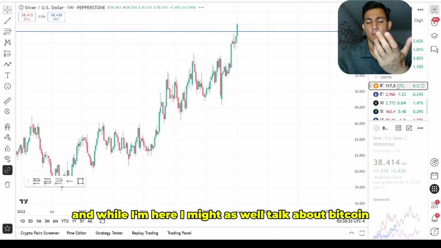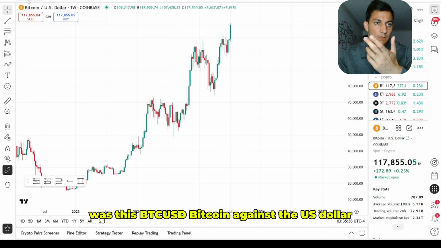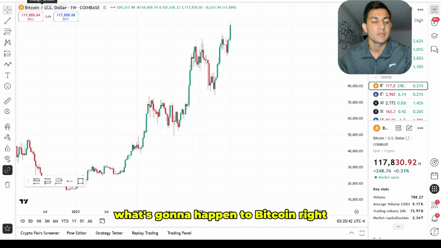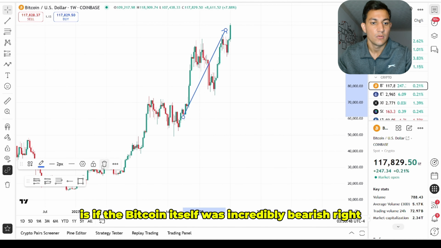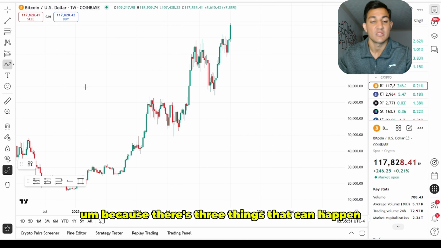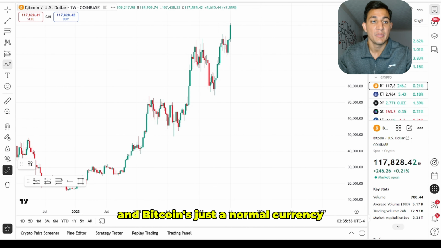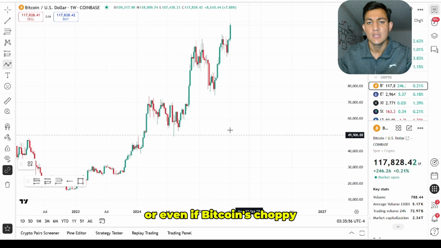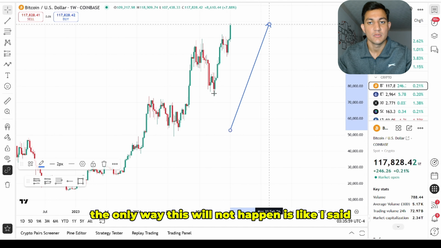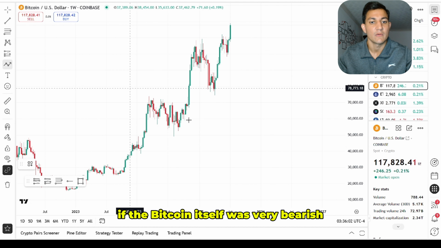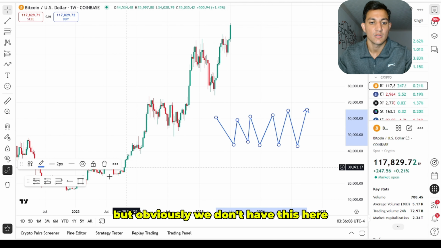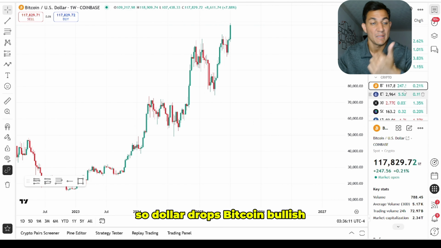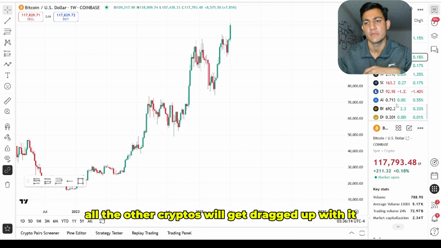And while I'm here, I may as well talk about Bitcoin, right? This is BTCUSD, Bitcoin against the US dollar. So if the dollar is dropping, what's going to happen to Bitcoin? The only reason price wouldn't go up is if the Bitcoin itself was incredibly bearish, right? Because there's three things that can happen. If the dollar just drops and Bitcoin's just a normal currency, or even if Bitcoin's choppy, it will just shoot off. The only way this will not happen is if the Bitcoin itself was very bearish and the dollar was bearish, then it would just chop for ages, right? But obviously we don't have this here. So dollar drops, Bitcoin bullish. Obviously if Bitcoin's bullish, all the other cryptos will get dragged up with it.